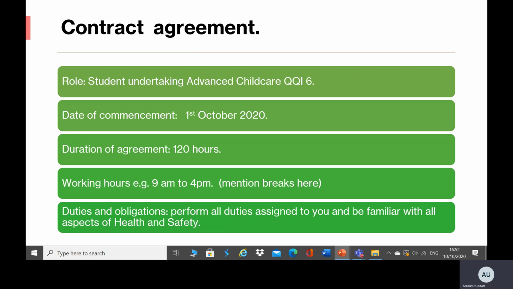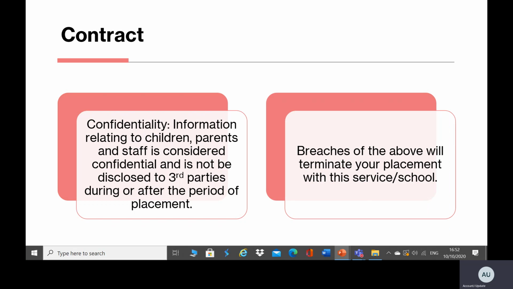Duties and obligations: you'll perform all duties assigned to you by your supervisor or by your class teacher, and be familiar with all aspects of health and safety. Those are your duties and obligations. Confidentiality: information relating to children, parents and staff is considered confidential and is not to be disclosed to third parties during or after the period of placement.